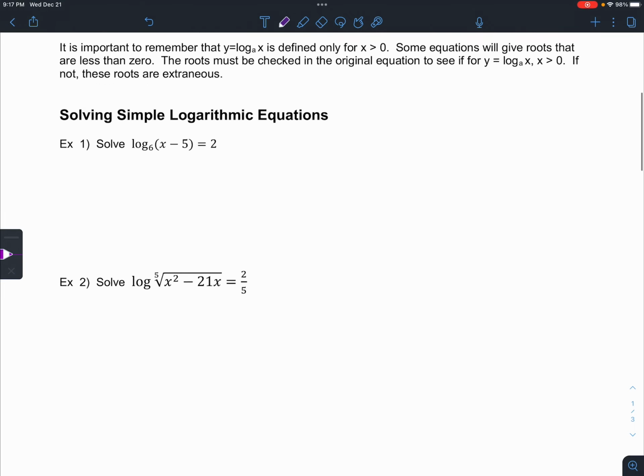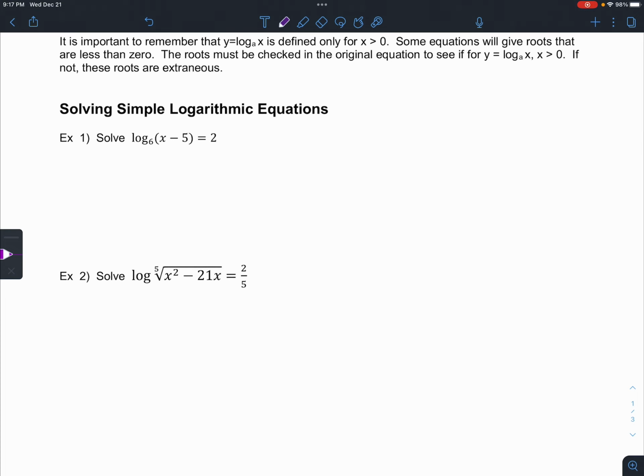All right, so let's have a look at some examples of simple logarithmic equations, and we're going to try to solve them. So log to the base 6 of x minus 5 is equal to 2. In order to solve this equation, we would want to convert it to exponential form. So we would have 6 squared is equal to x minus 5. And then we would just have 36 plus 5 is equal to x. So 41 is equal to x.